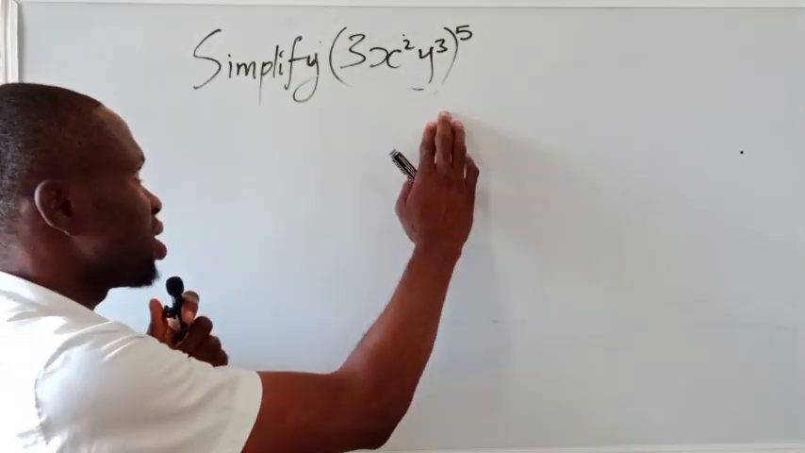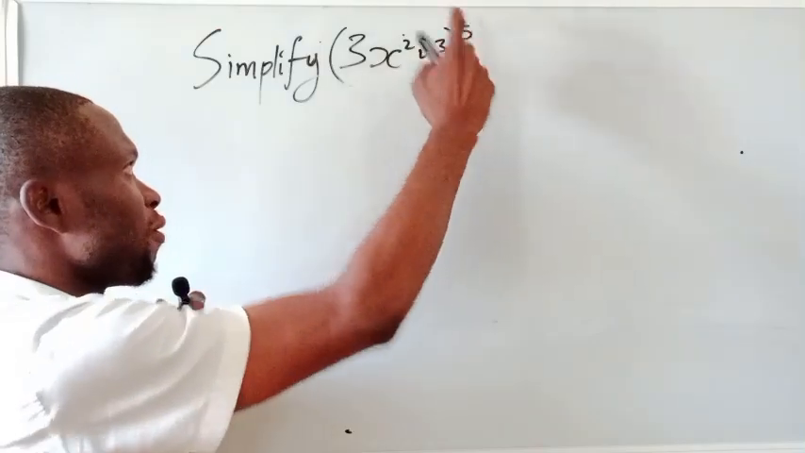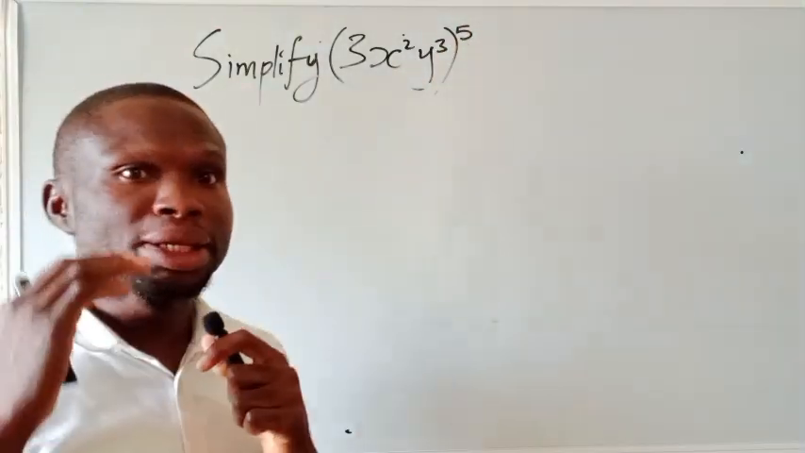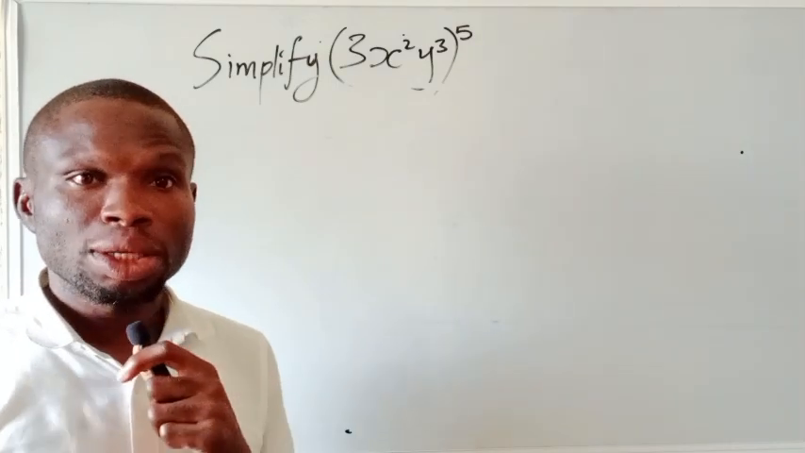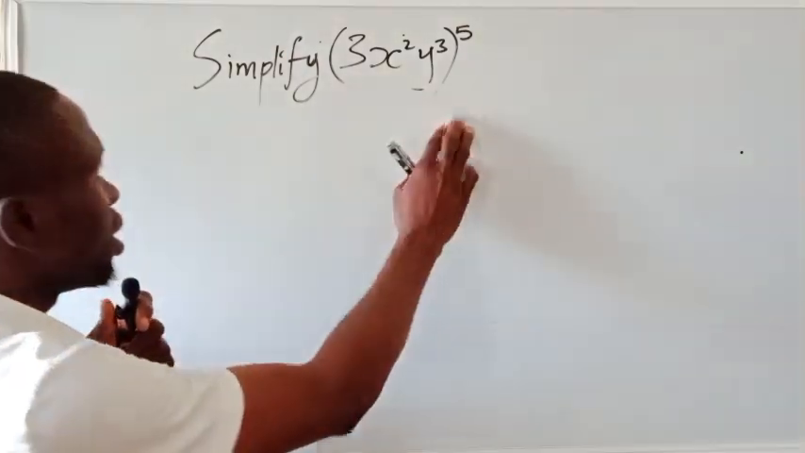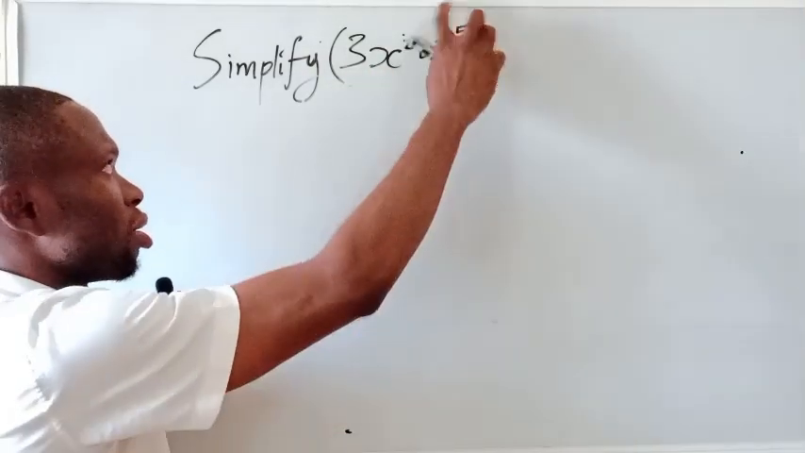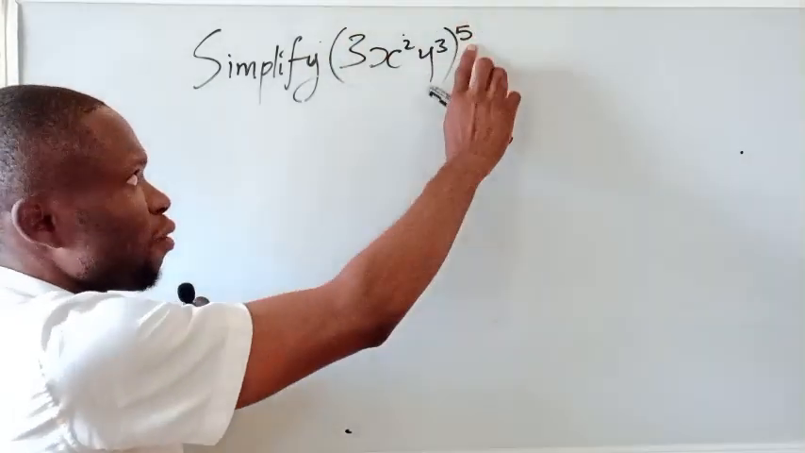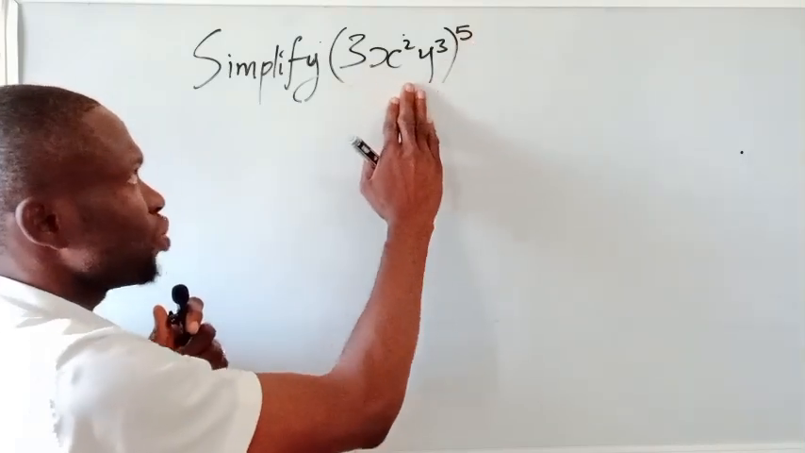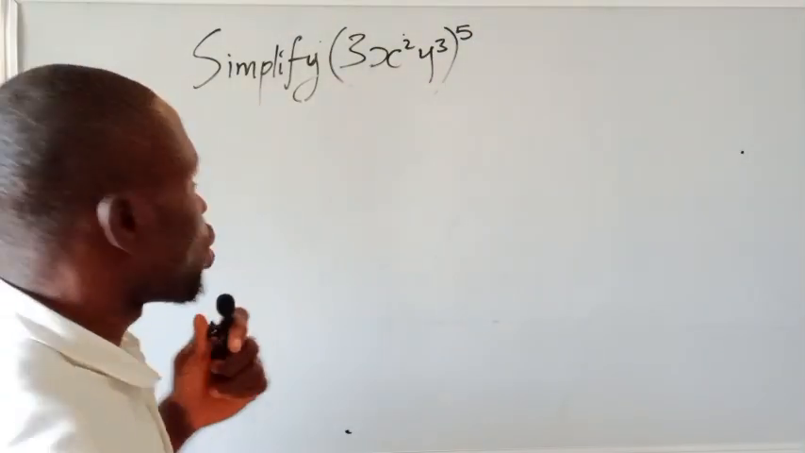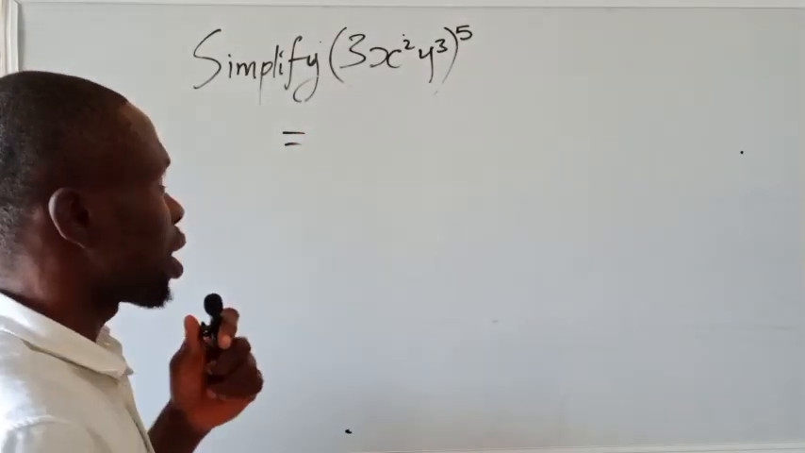We have to simplify this. That is (3x squared yq) all raised to the power of 5. And we'll be applying the laws of indices that concern every question that will be taken. So for this, now we have some terms inside the bracket and all raised to the power of 5. So the power here affects everything inside the bracket. So we'll be removing the bracket.